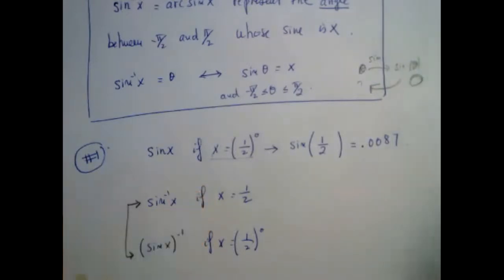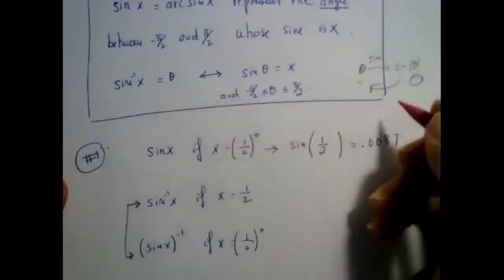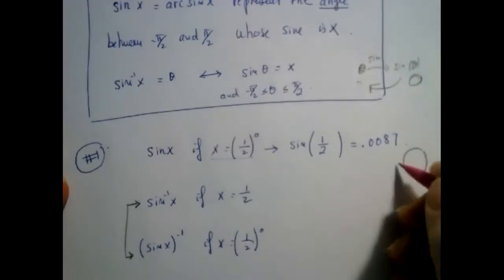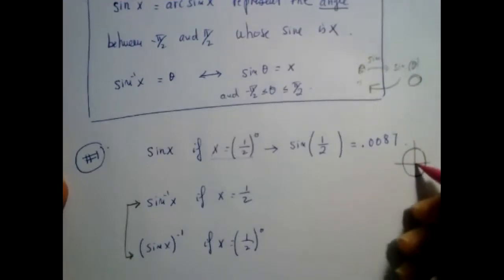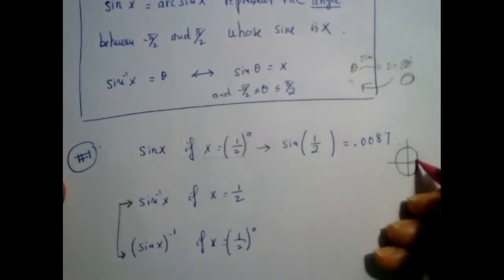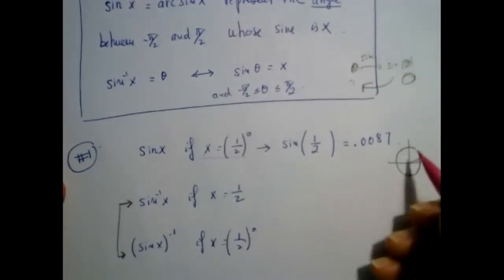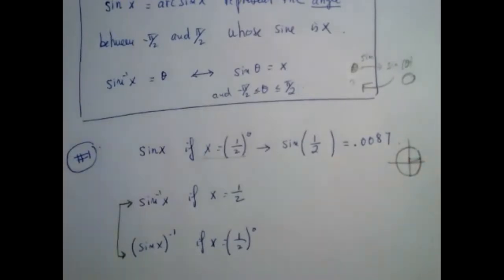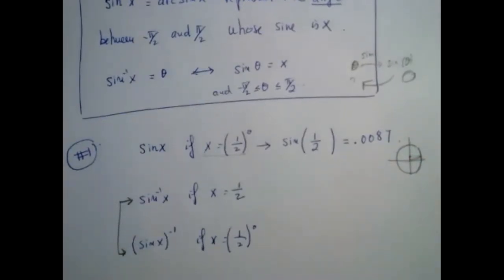Half a degree is very, very small. So why are you getting a small number? Because if you think a little bit about it, remember, the sine is the y coordinate. Half a degree is very, very tiny. So the sine of it, which is the y coordinate, is also very small. That's why we're getting a very, very small number.